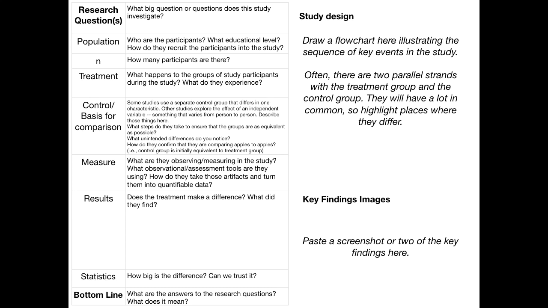Science education research studies are complicated. They've got a lot of pieces to them, and this graphic organizer is going to help us zoom in on what I think are the most important pieces for us. The first thing is, of course, the research questions.